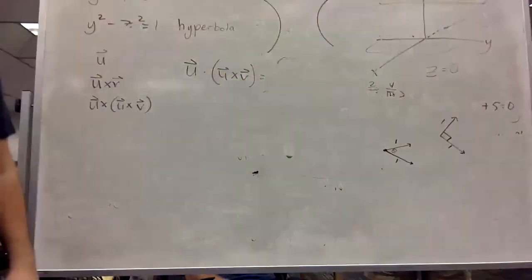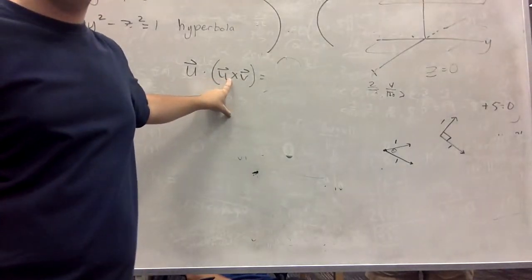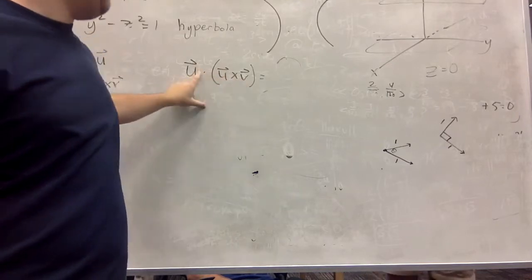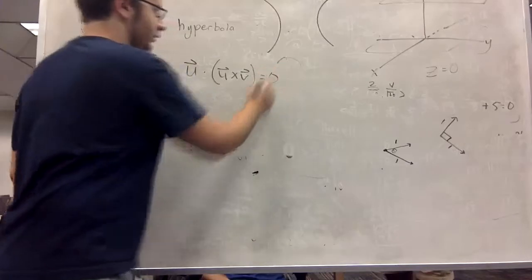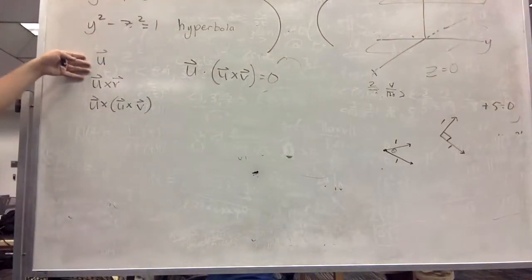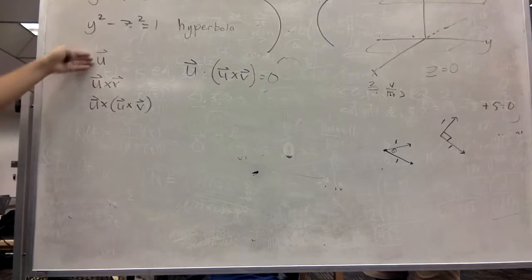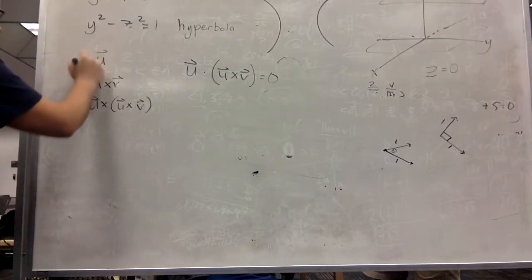We did a problem like this earlier. What does u cross v give us? It gives us a vector that is perpendicular to u and v. And so when I dot u with a vector that's perpendicular to u and v, I should get 0. That's true from a definitional standpoint. U cross v is a vector that's perpendicular to u and v, so certainly u is perpendicular to u cross v. These two are good.